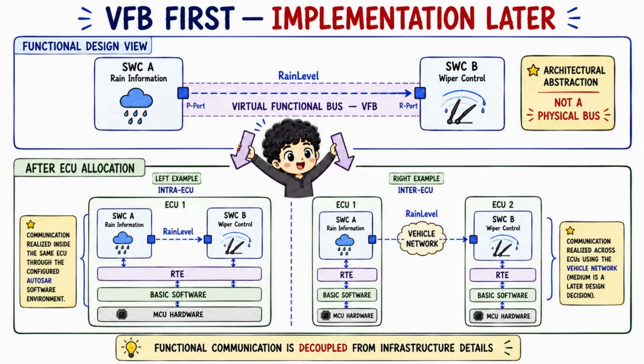If two communicating components end up on the same ECU, their communication is realized within that ECU. If they are allocated to different ECUs, network communication becomes part of the realization. From the application's conceptual viewpoint, the functional interaction remains much more stable. This supports the hardware independence and software reuse we discussed in Lesson 16. So think of the VFB as the abstract communication view, while the configured RTE and lower infrastructure help realize the communication in an actual system.